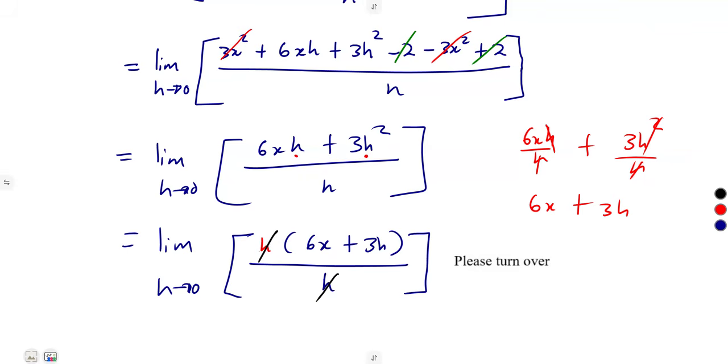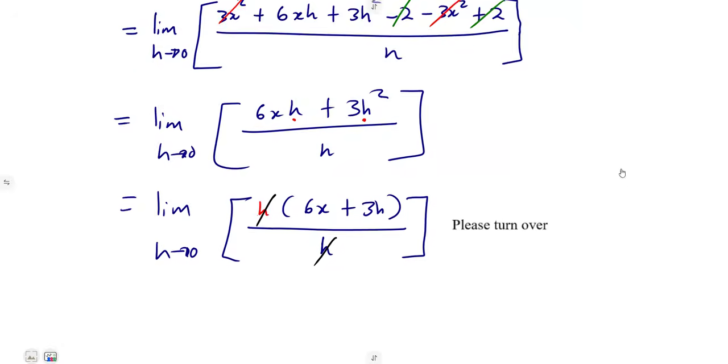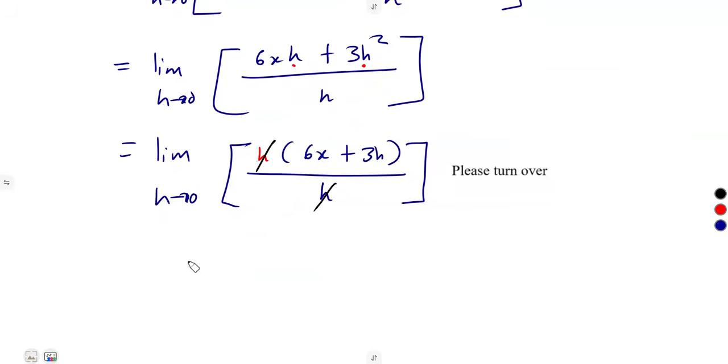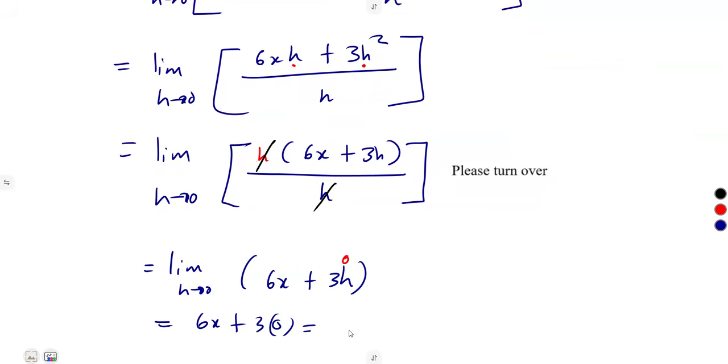The moment you get rid of that h in the denominator, that's where you can substitute the limit where h approaches 0. Remember, guys, the way that I discussed with you in the introduction. You were remaining with 6x plus 3h. Let us apply the limit. We no longer have h in the denominator, so where h approaches 0, it is going to give us 6x plus 3 times 0, which is 6x. So that's our first derivative with respect to x.